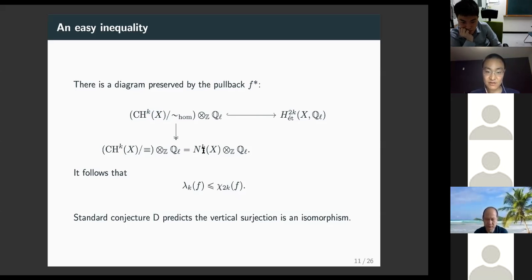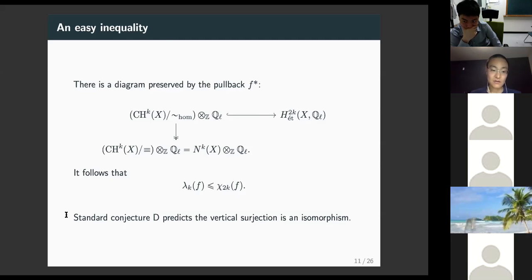This surjection is N^k tensor with Q_l. But it doesn't matter whether we tensor with Q_l, R, or C, because everything is defined over Z. Using this map, we can easily see that λ_k(f) is less than or equal to χ_2k(f). So χ_2k is given by the pullback of f on H^{2k}, and λ_k is from here. So λ_k is bounded above by χ_2k.